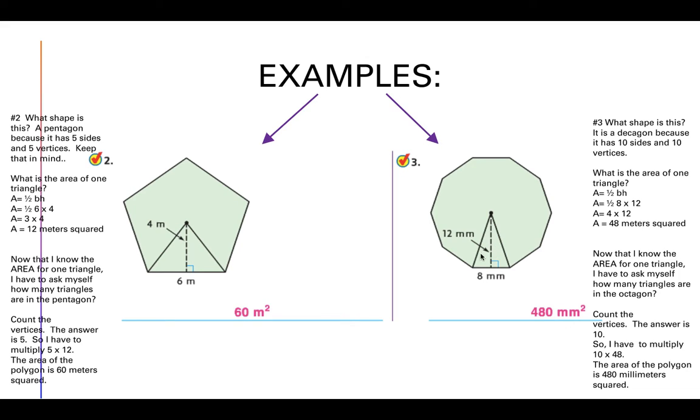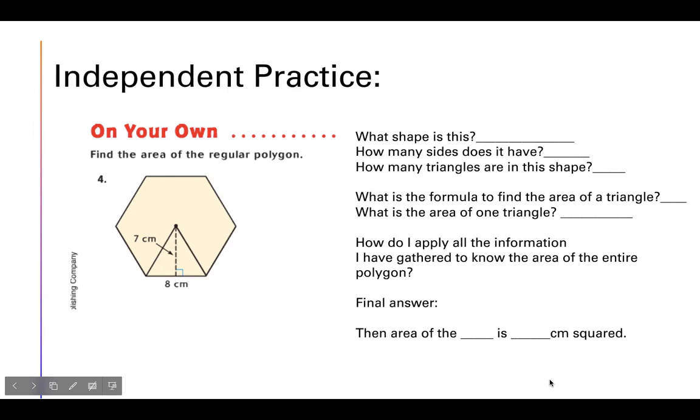Now that I know that the area for one triangle is 48 meters squared, what about all the triangles? There are 10 triangles that are supposed to be in here. So I have to do 48 times 10. And that'll give me 480 meters squared.